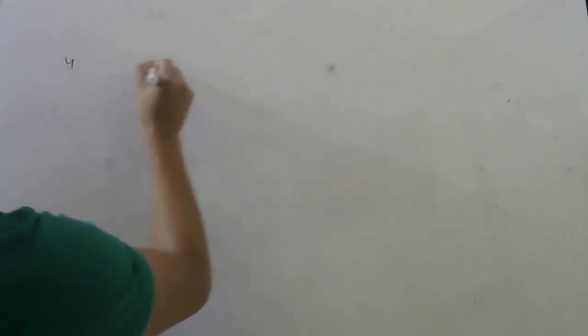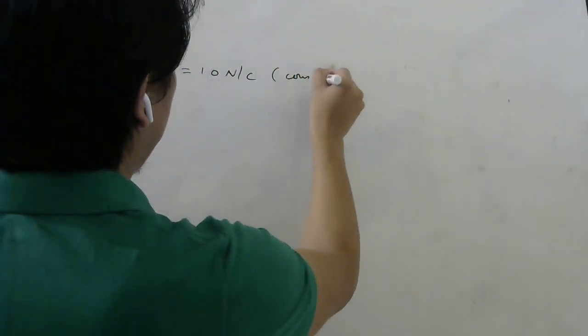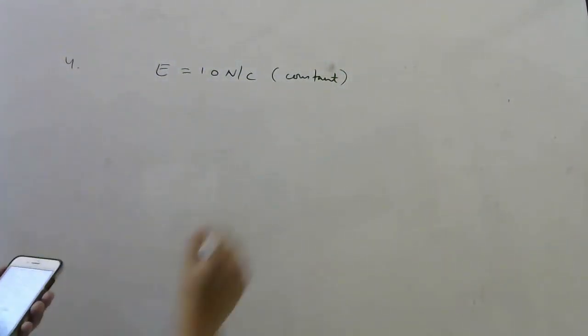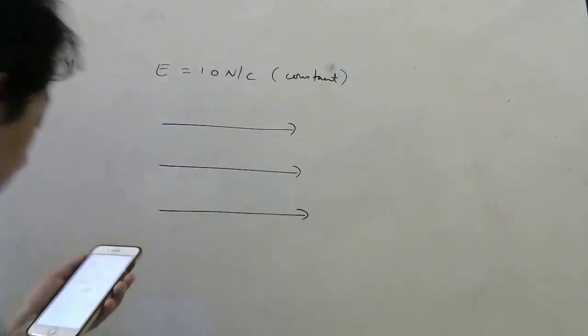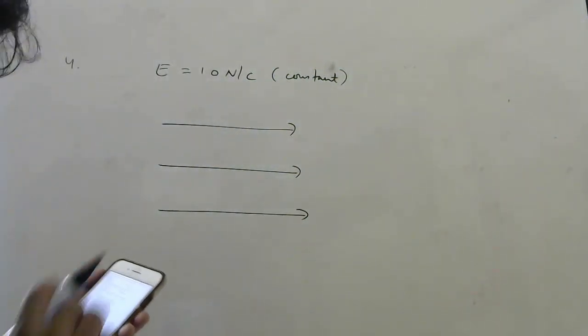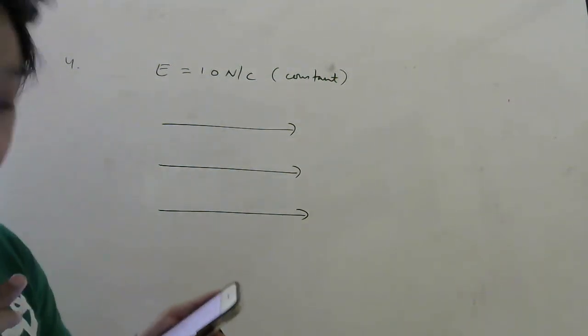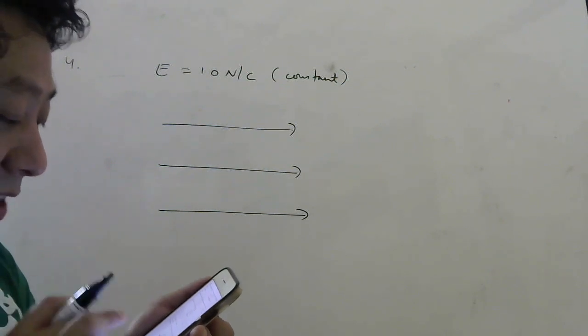In a uniform electric field, E is equal to 10 Newton per Coulomb. So the electric field is 10 Newton per Coulomb and it is constant, uniform, as shown in the figure. So there is a uniform electric field like this. Now in the options they are asking for potential difference. You can see every option wants VA minus VB or VB minus VC.